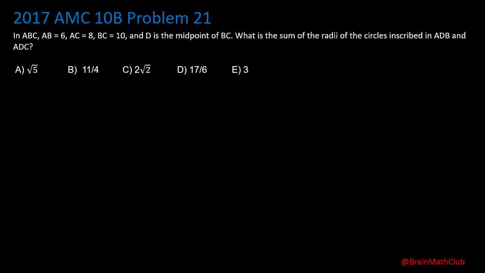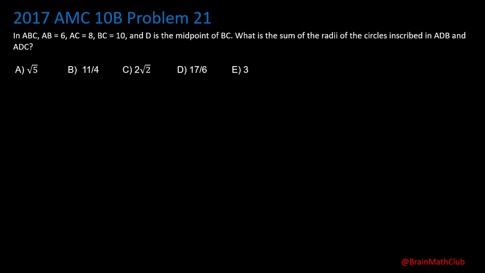Today we're going to be solving an AMC 10 problem. In ABC, AB equals 6, AC equals 8, BC equals 10, and D is the midpoint of BC. What is the sum of the radii of the circles inscribed in ADB and ADC?